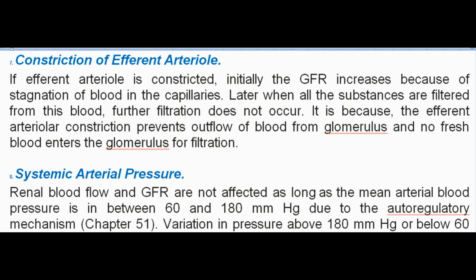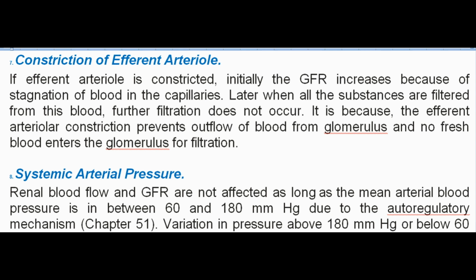Constriction of afferent arteriole. Constriction of the afferent arteriole reduces the blood flow to the glomerular capillaries, which in turn reduces GFR. Constriction of efferent arteriole. If the efferent arteriole is constricted, initially the GFR increases because of stagnation of blood in the capillaries. Later, when all the substances are filtered from this blood, further filtration does not occur. It is because the efferent arteriolar constriction prevents outflow of blood from the glomerulus and no fresh blood enters the glomerulus for filtration.